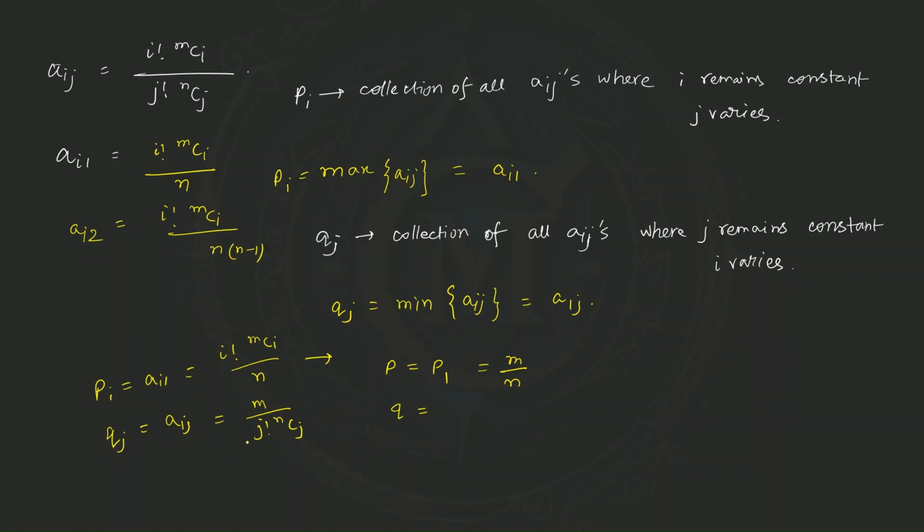Okay, so we can say the maximum element will occur when j is equal to 1, that is, when the denominator is minimum. So q is q1, which means m by n. So this is equal to p, this is equal to q. We found this p and q. Now let us check these options.